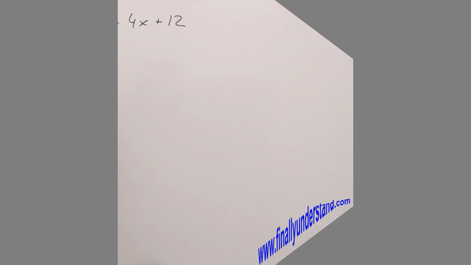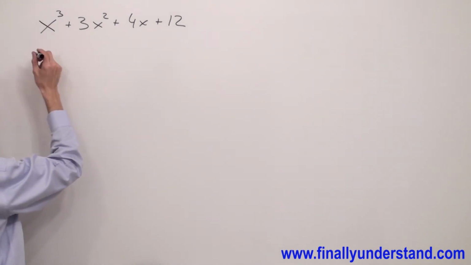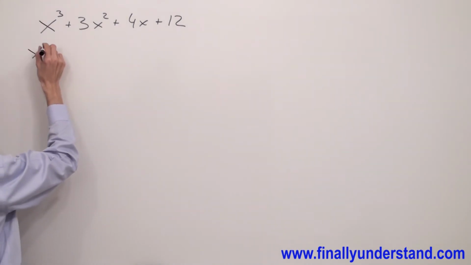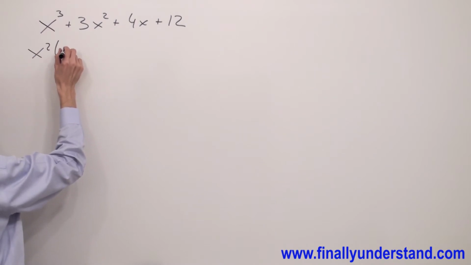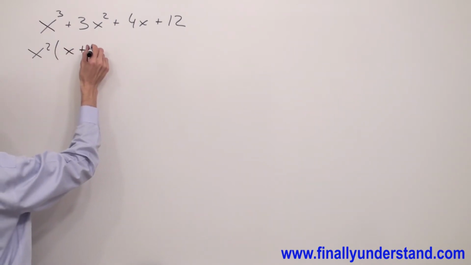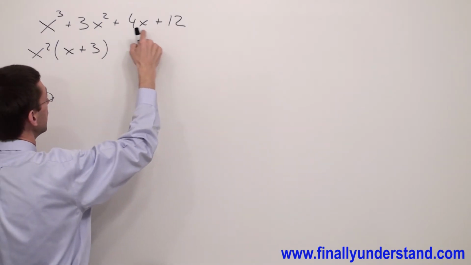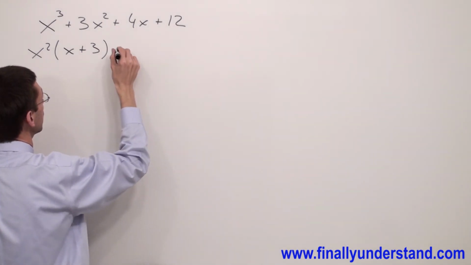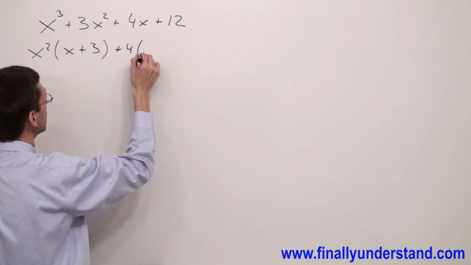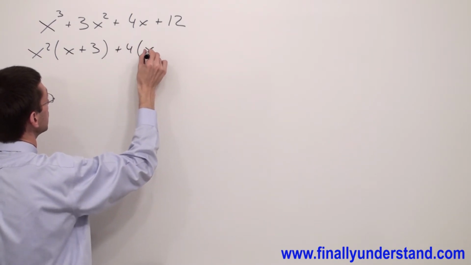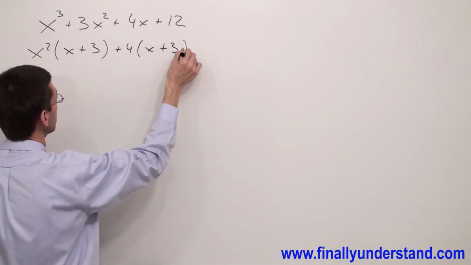In this case, we're supposed to factorize first x squared from the first two terms. I'm going to have x squared, open parenthesis, x plus 3. From these two terms, I'm going to factorize 4. And inside of the parentheses, I'm going to have x plus 3.